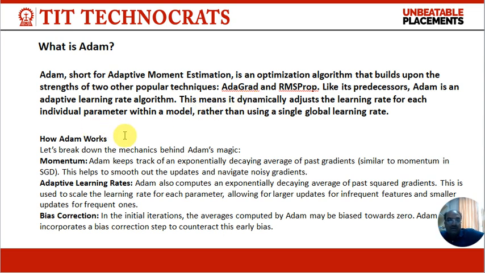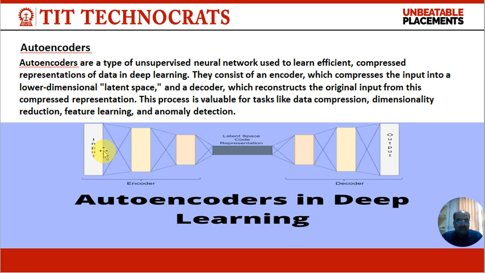So how does it work? Here I am going to show you there is momentum, adaptive learning rate and bias correction. These three are the main parts of Adam.